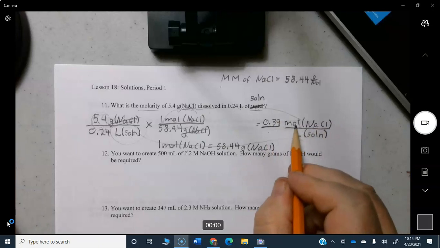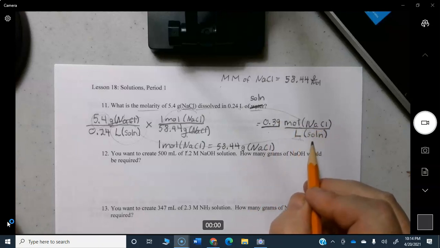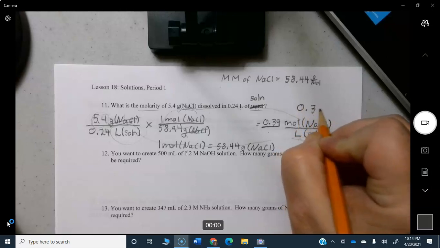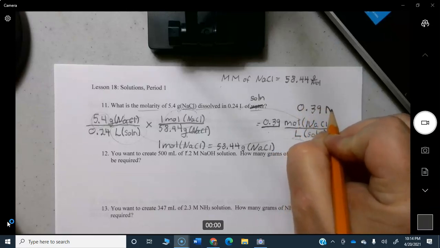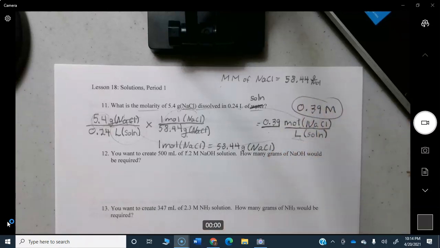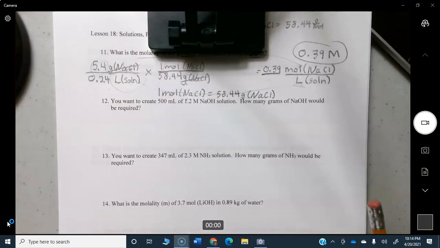So 0.39 moles of NaCl per liter of solution, or the final answer should really be written as 0.39 capital M, molar, 0.39 molar. Okay, all right. Keep going. Stop the video, read this problem, stop the video, think about it. How would you solve this one, number 12?